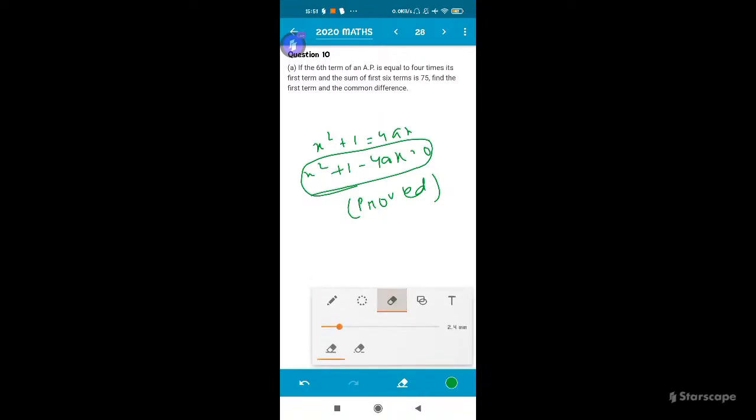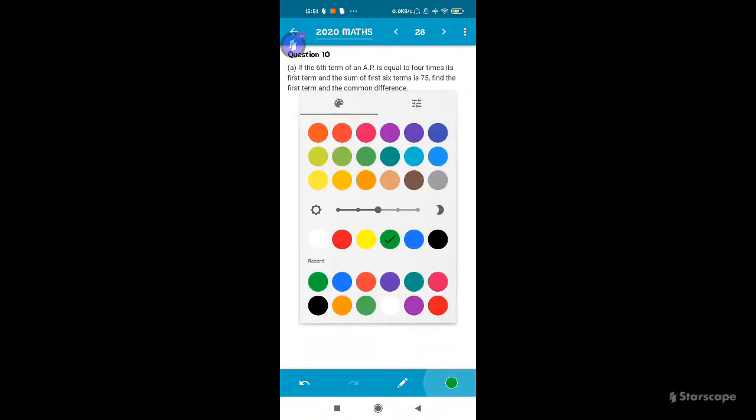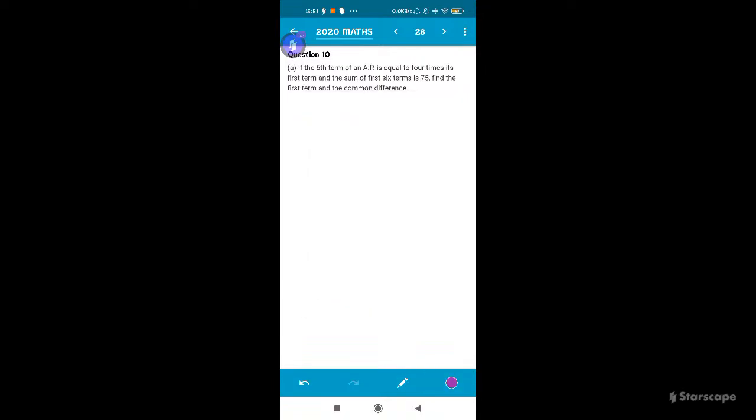Question number 10. This is a question related to AP. So let's do it. It has been said that if the sixth term of an AP is equal to 4 times its first term and the sum of the first 6 terms is 75, find the first term and the common difference. So this is a very simple question. If you know the formulas for the nth term and for the sum of n terms, you can very easily find out the values. So let's do it.